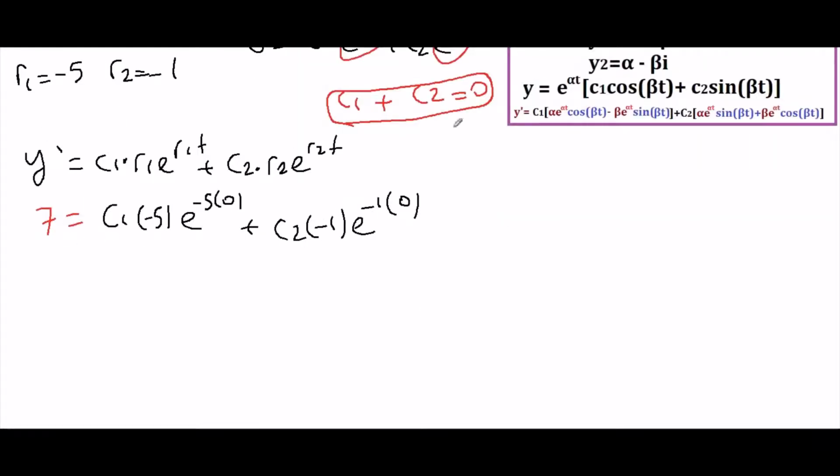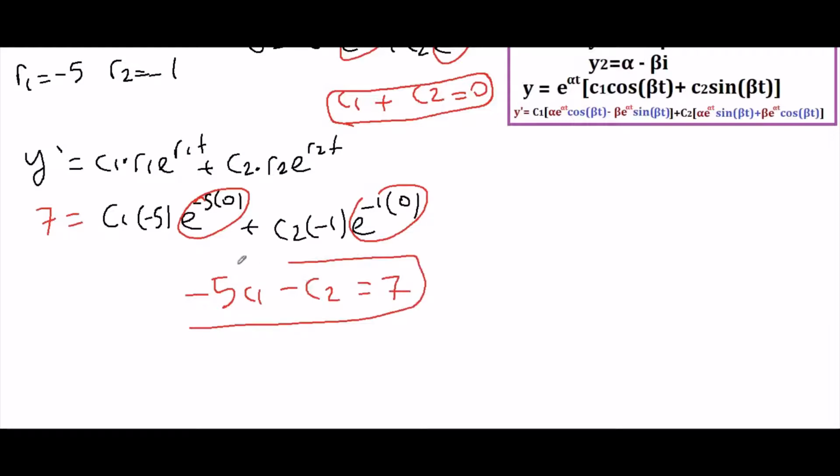Now we're going to simplify this. This is e to the 0, which is 1. 1 times negative 1 is negative 1, times c2 is negative c2, and e to the 0 is 1, times negative 5 is negative 5, times c1 is negative 5c1, equals 7. And this is our second linear equation. Using these two linear equations, we can solve for c1 and c2.